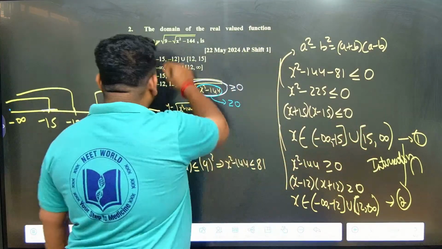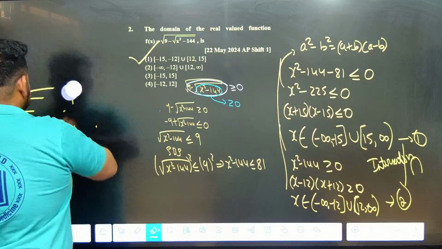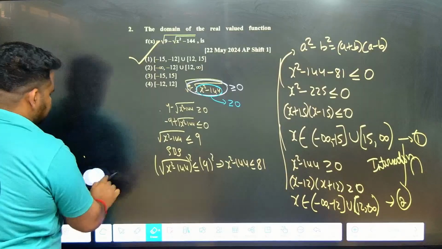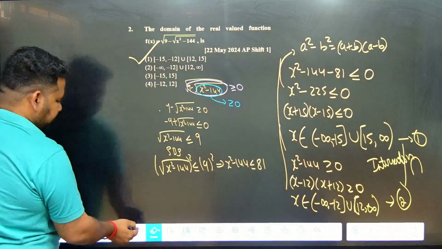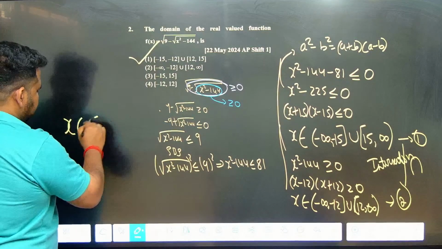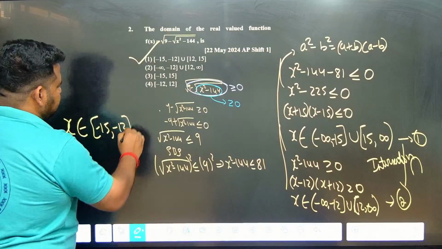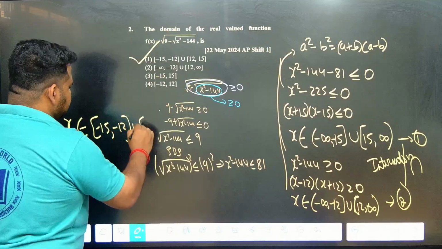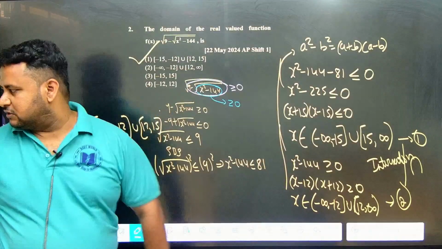That means you can go directly to this. No need to use the wavy curve method. So the option we are having is, x belongs to minus 15 comma minus 12, union minus 12, 12 comma 15. So the first option is the correct answer, friends.